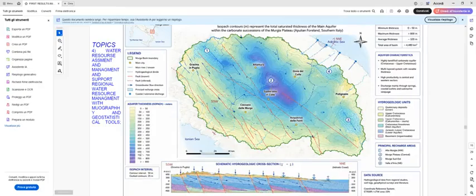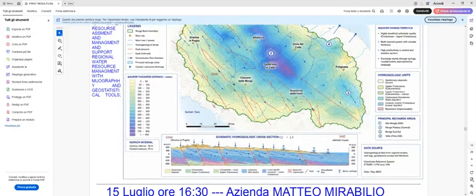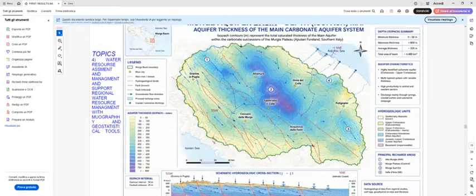The thickness in this part is around 600 meters, especially in Colle in Santerno, in the Zona Santerno, and you have the lowest part where the carbonates were uplifted by the fault system.